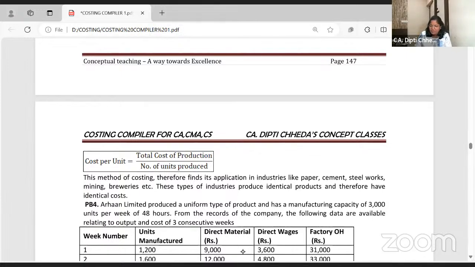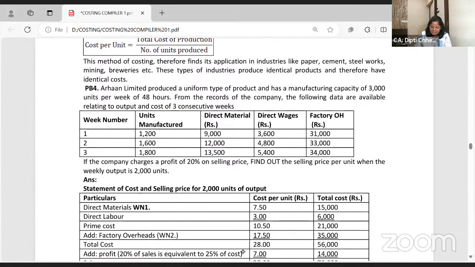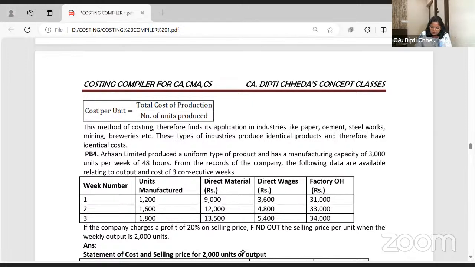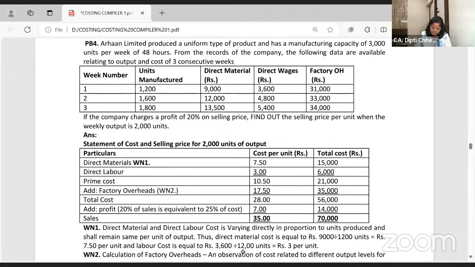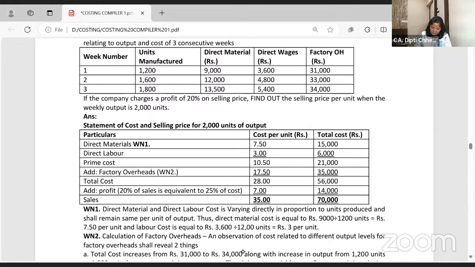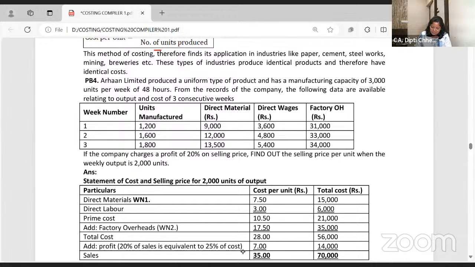Unit costing: total cost of production divided by number of units produced. It's like batch costing only. Okay, this is a nice problem that can come again. Let us check. Arhan Limited produced a uniform type of product, and has a manufacturing capacity of 3,000 units per week. The following records are available for 3 consecutive weeks.